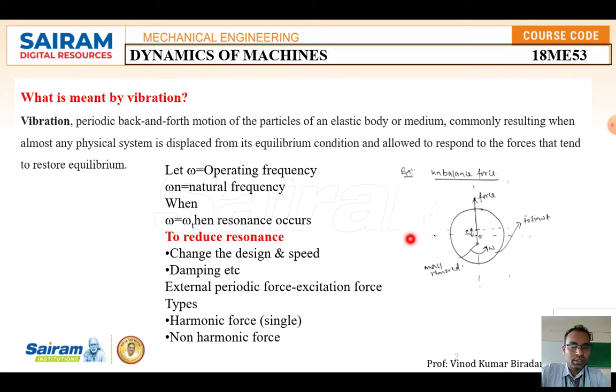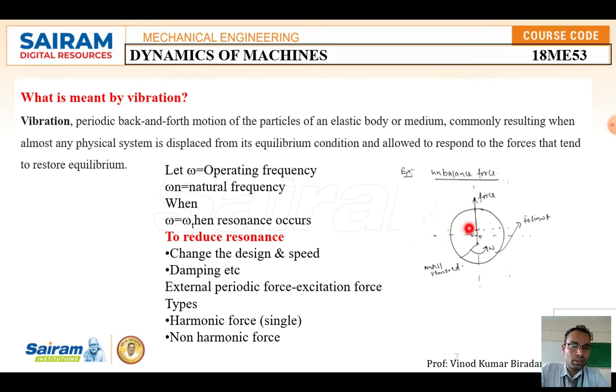So after running for some days, the centroidal axis can be shifted, displaced by some distance, let us say x. The difference between the original axis and the displaced axis is called an eccentricity, denoted by E.